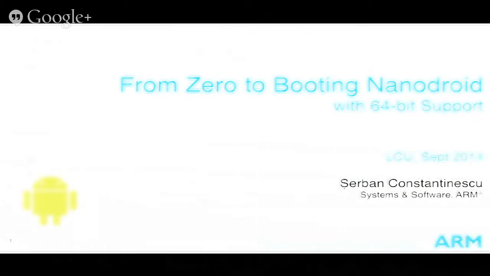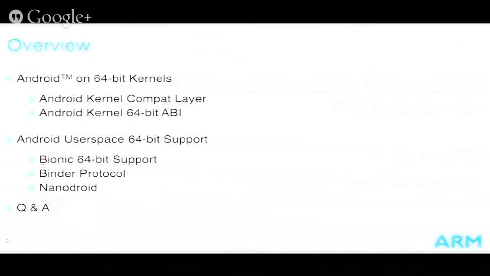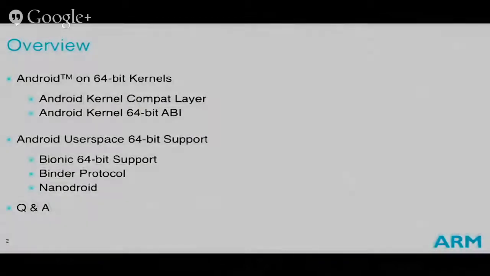My name is Cervan Constantinescu, and today I'll be presenting the process that we went through for bootstrapping ARM64 support in Android. Just a quick overview of my presentation. In the first part, I'll be talking about Android on 64-bit kernels. I'll be touching on the compat layer, that's support for 32-bit Android user space on 64-bit kernels, as well as the 64-bit ABI. And in the second part, I'll be talking about 64-bit Android user space, and here I'll be talking about Bionic, Binder, as well as nandroid.